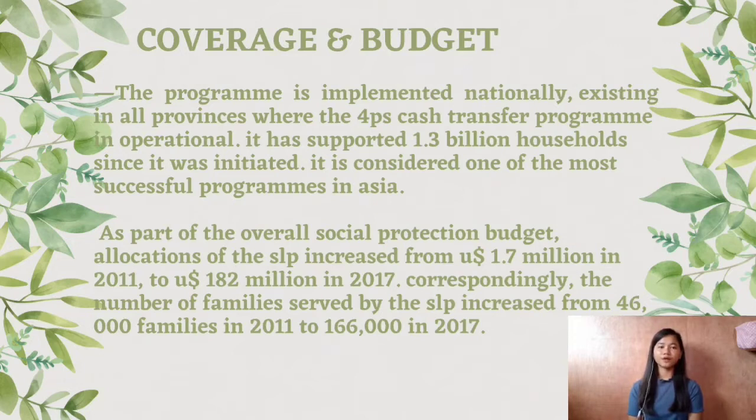As part of the overall social protection budget, allocations of the SLP increased from 1.7 million US dollars in 2011 to 182 million US dollars in 2017. Correspondingly, the number of families served by the SLP increased from 46,000 families in 2011 to 166,000 families in 2017.